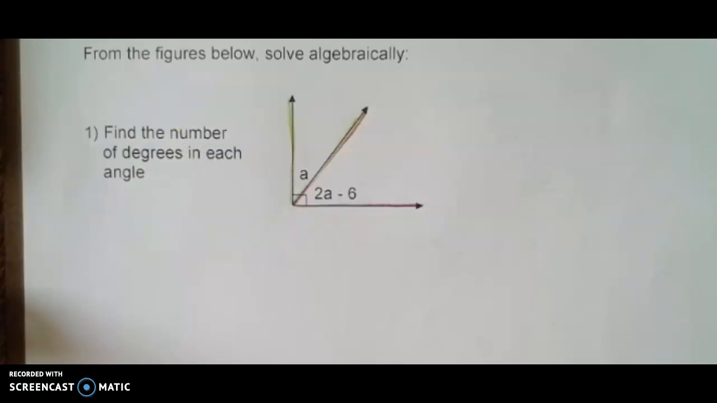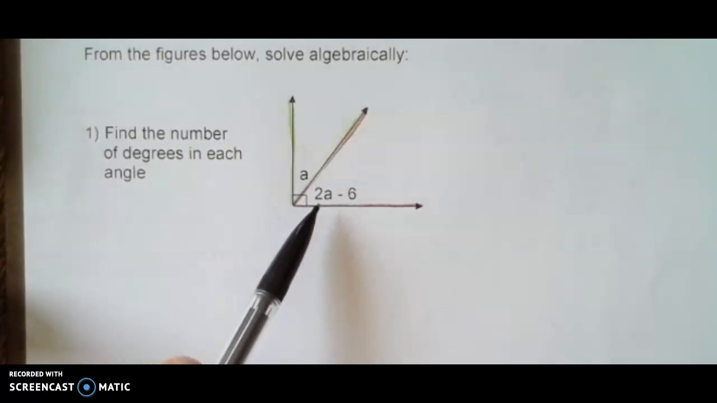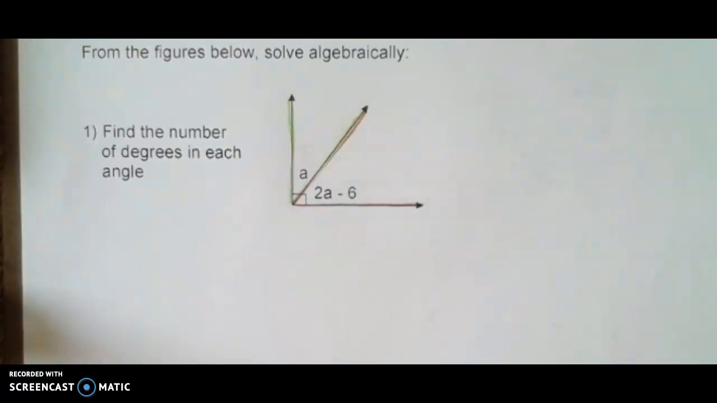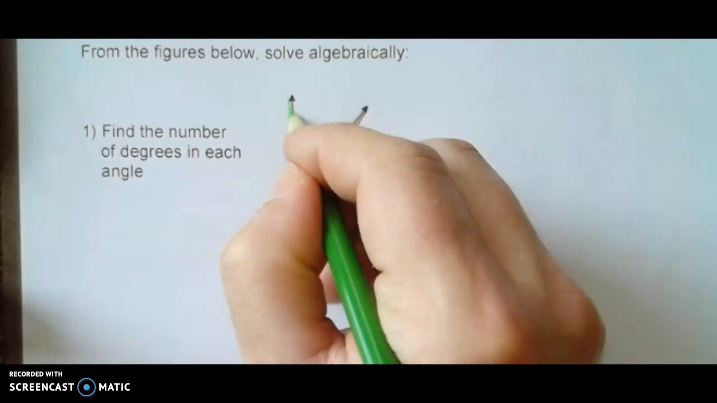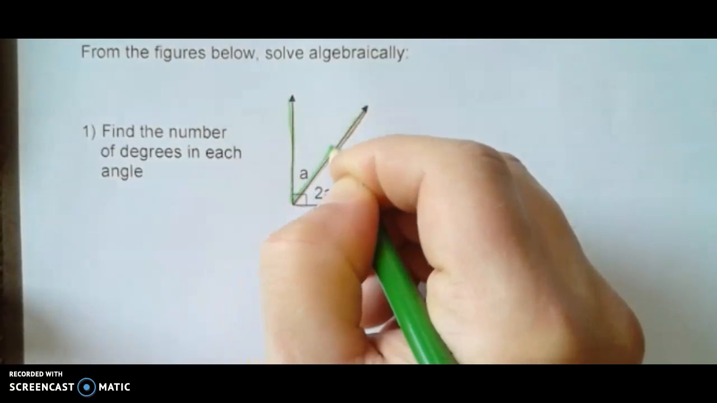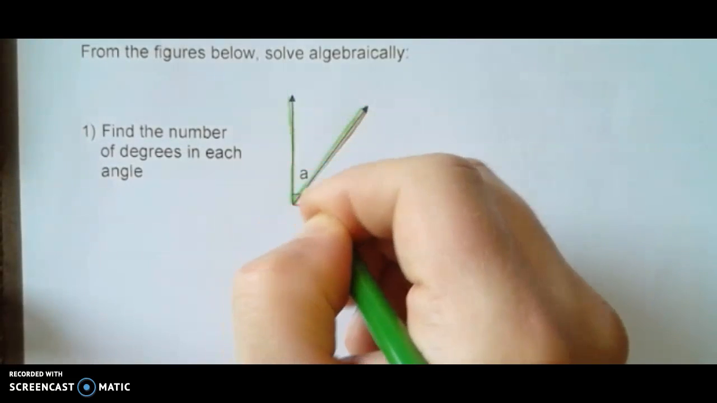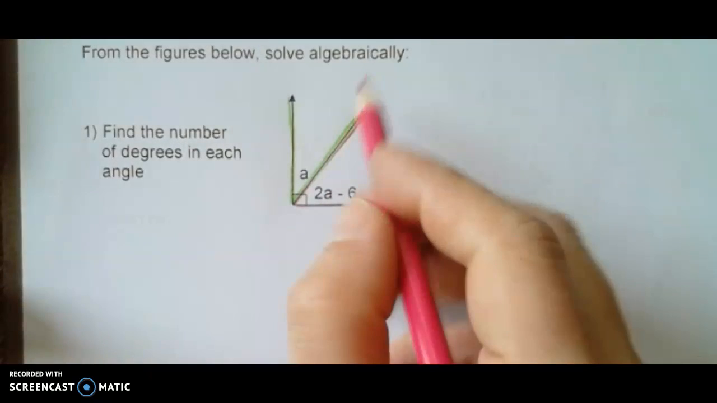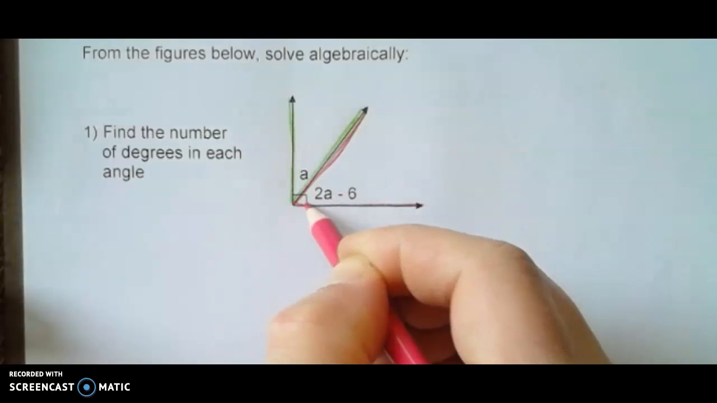In the next example, I'm going to find the number of degrees in each angle, but if you notice this time, they didn't give me the measure of either one of them. I've got a variable in each case, which means I'm going to have to solve this algebraically. And I'm going to do what I've been doing. I'm going to use my colored pencils. I'm going to trace angle A, which is in green here. Here's angle A. And I'm going to trace the other angle, 2a minus 6, with my red colored pencil here. 2a minus 6.